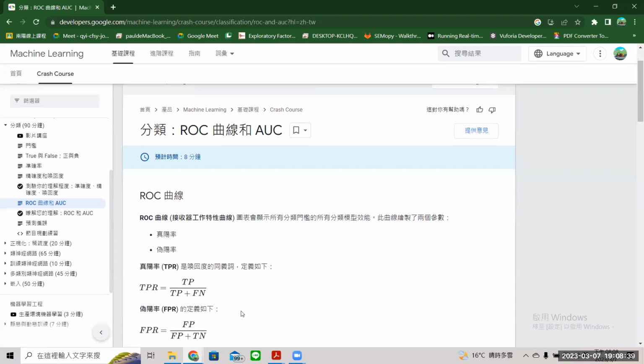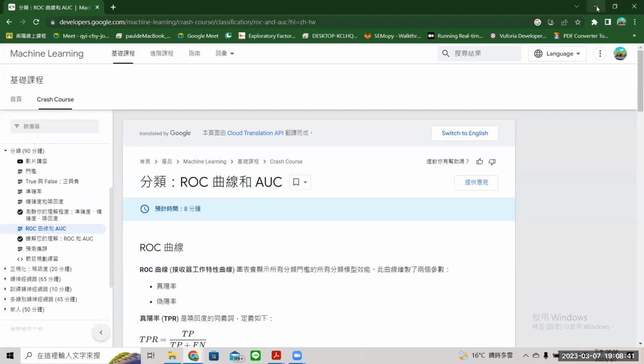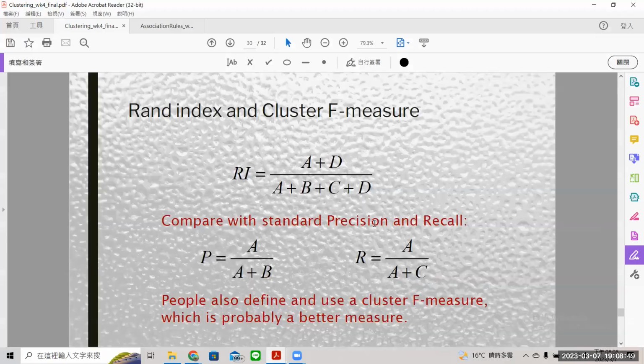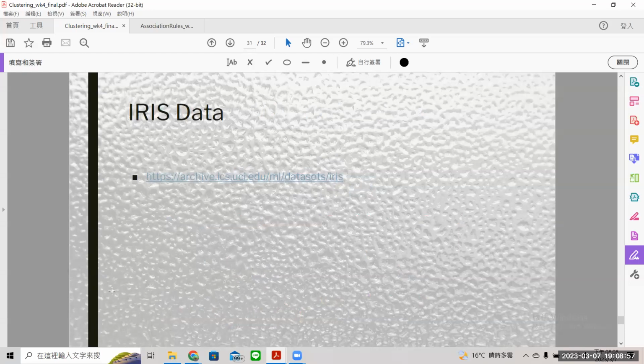You can check how this comes from. I'm sorry, because our time is limited, we should keep going. These are the same definitions in the ROC curve.